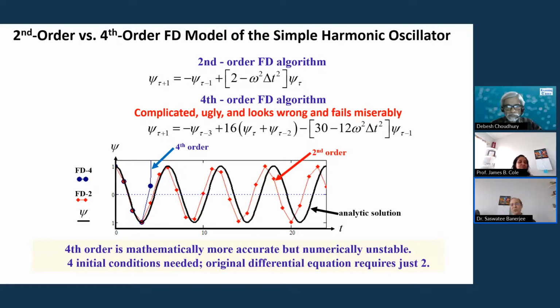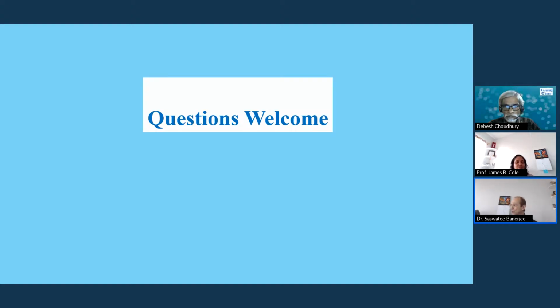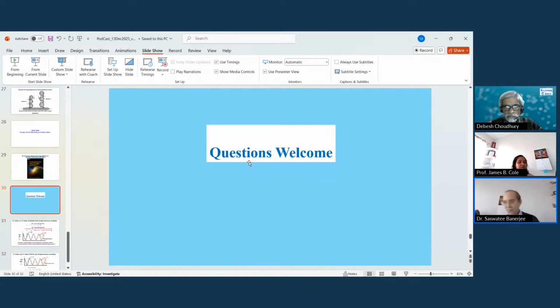You may ask, why do we use non-standard FDTD and not a higher order finite difference method? It diverges. It will be mathematically more accurate, but a fourth order method will fail. A non-standard second order will give you a very accurate solution. So with that, I will turn over the forum to Dr. Banerjee, if there is any question.